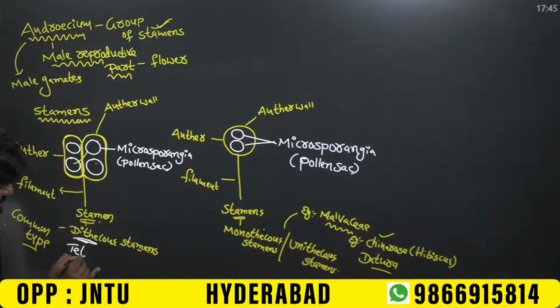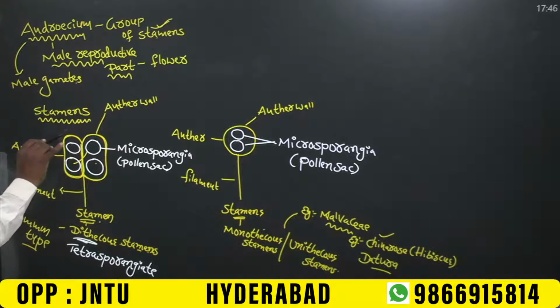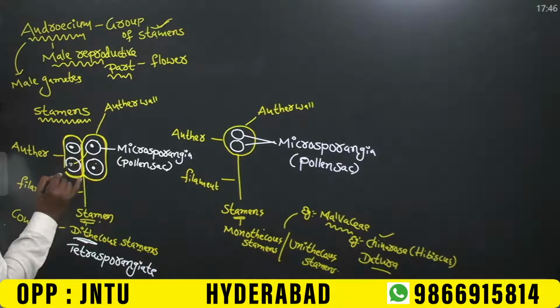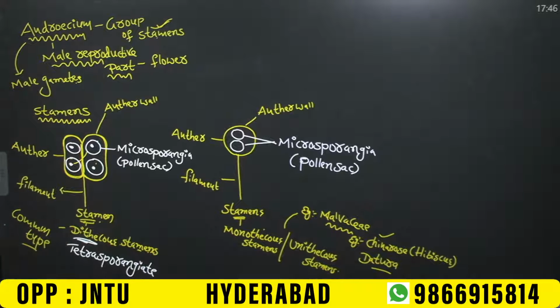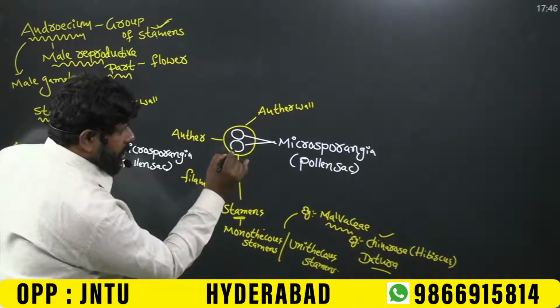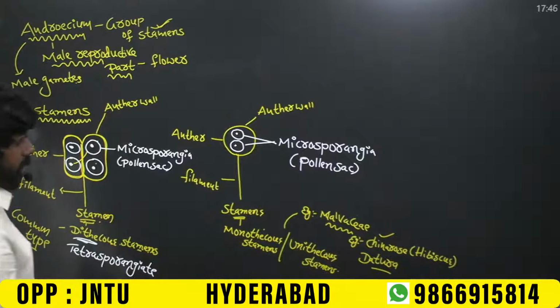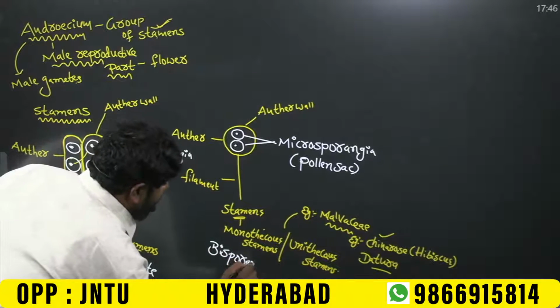So in the dithecous stamen, 4 microsporangia are present. See, 1, 2, 3, 4. Total 4 microsporangia are present. That condition is called tetrasporangiate. But in the monothecous stamen, only 2 microsporangia are present. That condition is called bisporangiate.